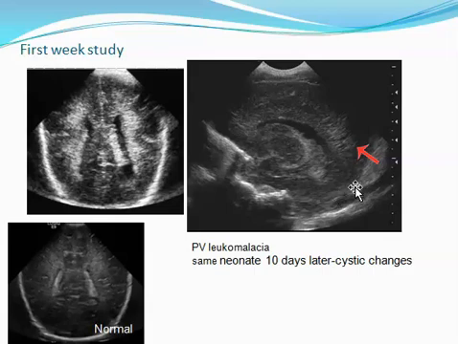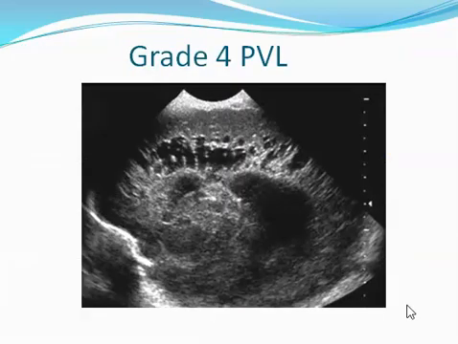Now look over here. This baby was followed up after 10 days, and it shows cystic changes inside. So this is the condition of periventricular leukomalacia. Now the same baby was followed up later on. The cystic changes have now progressed to cystic cavitation. So look over here, this is grade 4 periventricular leukomalacia, where you can see the cavities and the cysts in this area.